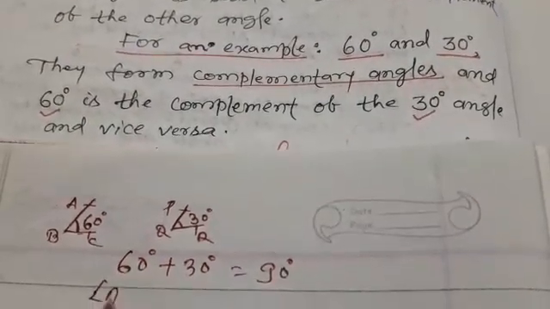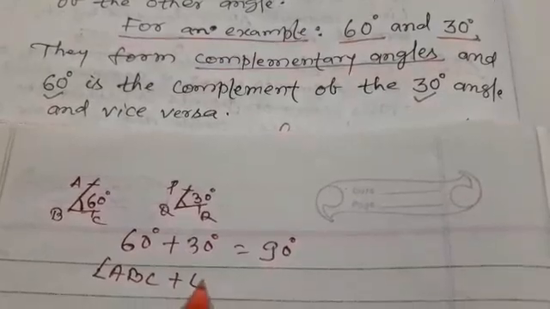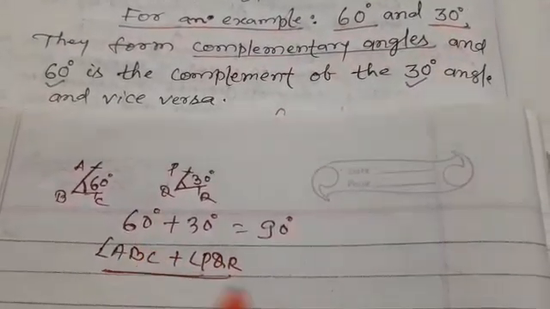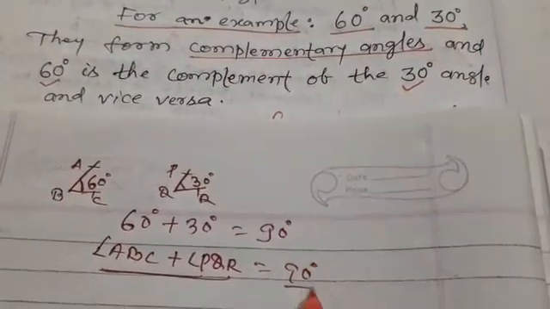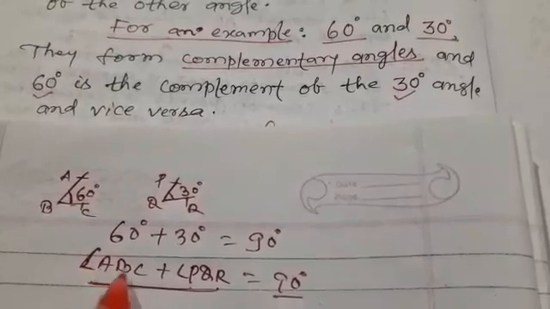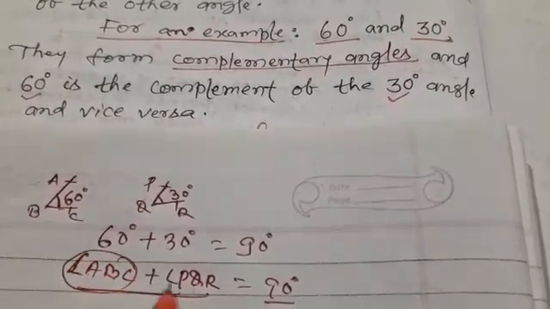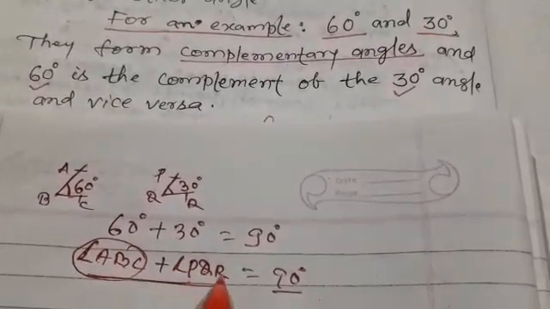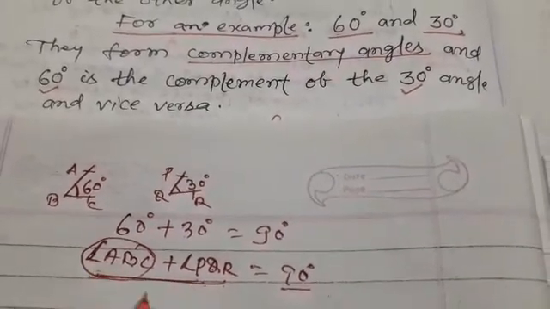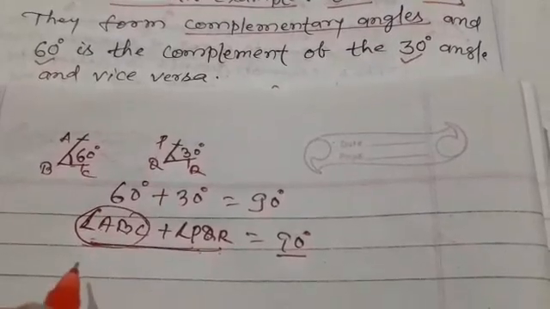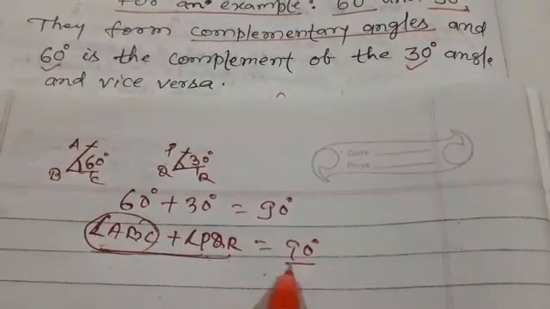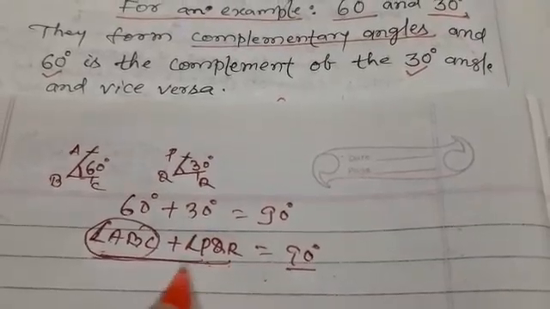Angle ABC plus angle PQR, when we add these two angles it becomes 90 degree. So we can say angle ABC is complement of angle PQR, or simultaneously we know these two angles are complementary angles. So we can say easily two angles whose sum is 90 degree form a pair of complementary angles.